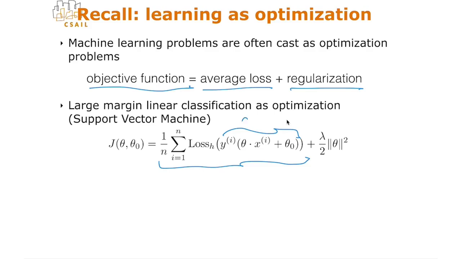When the agreement between the linear function and the provided label falls below the value 1, we start incurring loss. And the average of those losses is what we are trying to minimize. On the other hand, we have a regularization term, and minimizing that regularization term will try to push those margin boundaries further and further apart. The balance between these two is controlled by the regularization parameter lambda. And we are going to initially try to understand how the nature of the solution varies as a function of that regularization parameter.